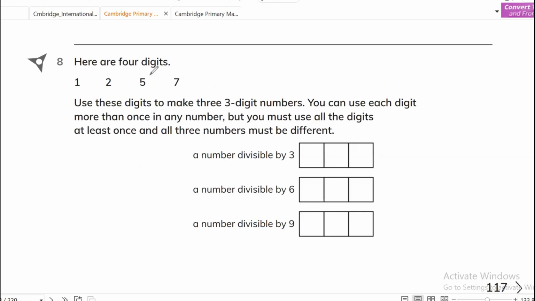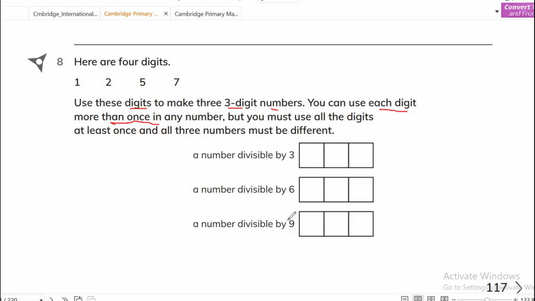So next question, here are 4 digits, 1, 2, 5, 7. Use these digits to make 3-digit numbers. Of course, we have a place for a 3-digit number here down. First we will write the number which is divisible by 3. If you check differently, you can never find any number which is divisible by 3, 6 or 9. But if you read a little bit more, you can use each digit more than once. Then we can find a few numbers which are divisible by 3, 6 or 9.